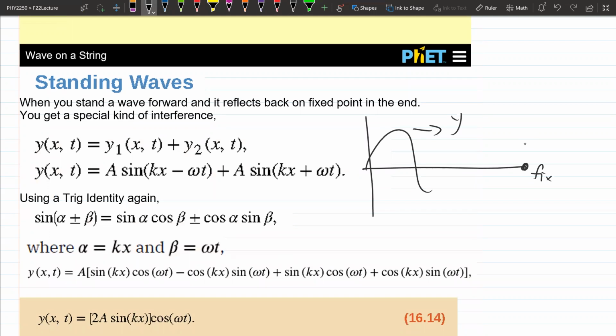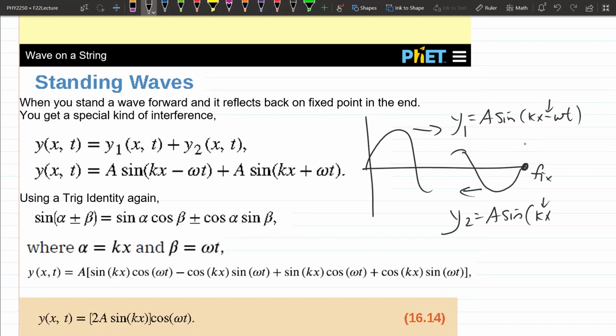So this wave is some amplitude times sine of kx minus omega t. Remember, the minus sign indicates that it's a wave moving in the positive x direction, okay? And that's y1. And y2 is the reflected wave off that fixed point. Initially, it's upside down, but it's moving in the opposite direction, okay? So y2 has some amplitude also. It has the same wavelength, therefore it has the same wave number.